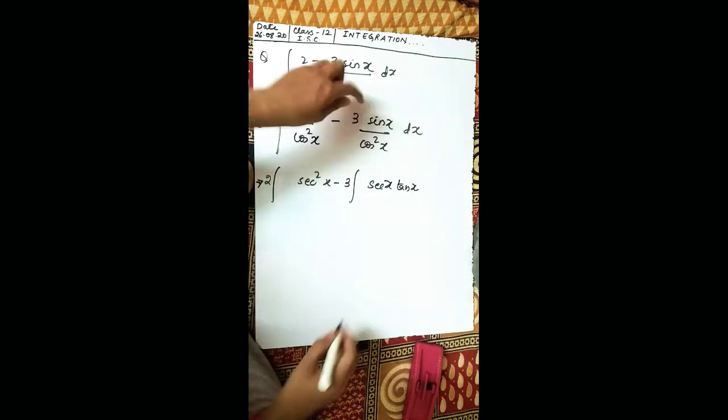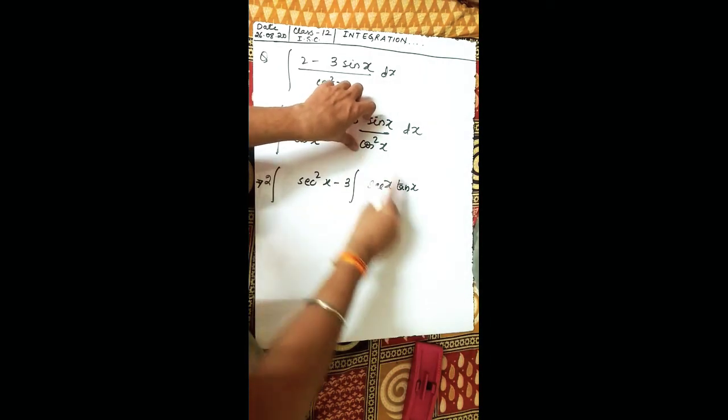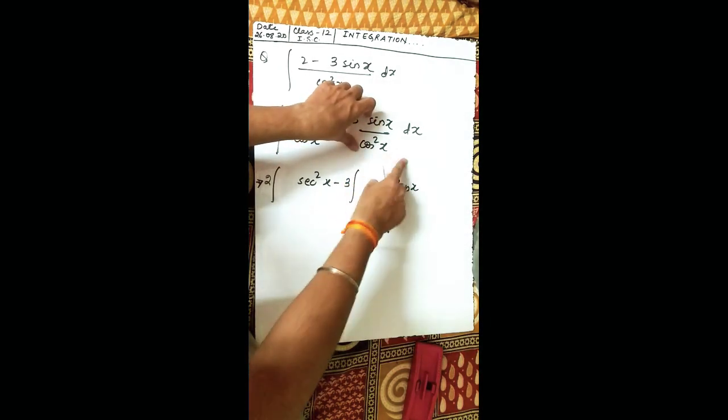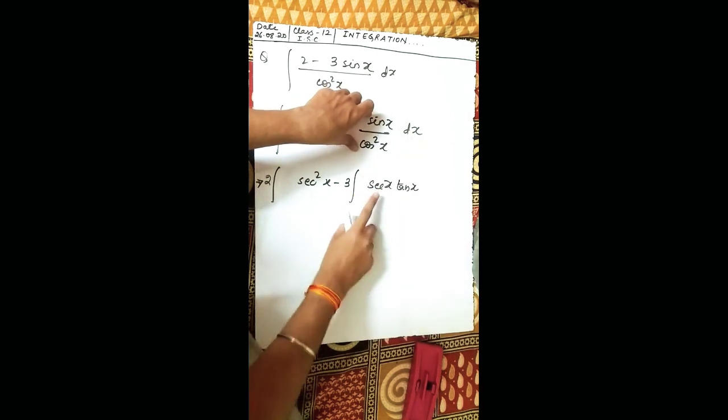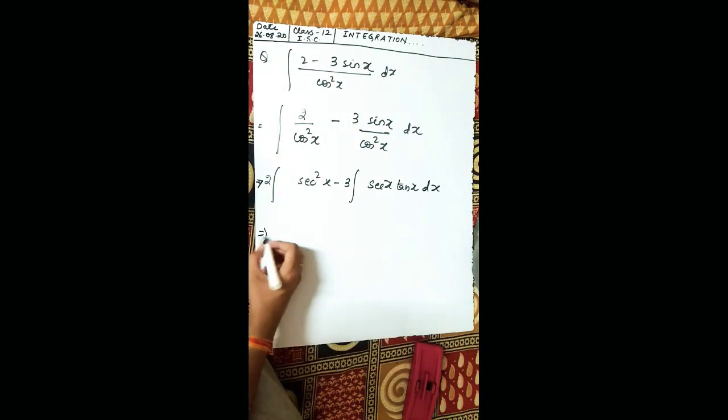Because sin x upon 1 times cos x will give you tan x, and whatever 1 times cos x is left, that can be written as sec x. So sec x tan x dx.